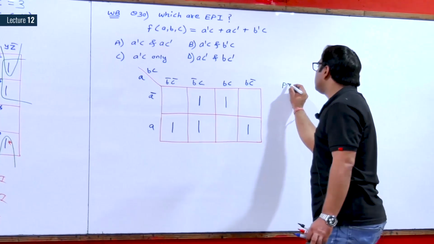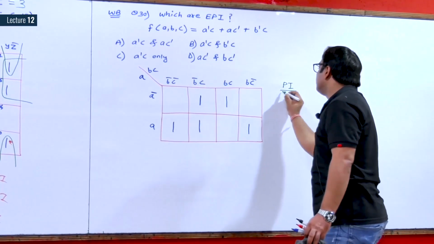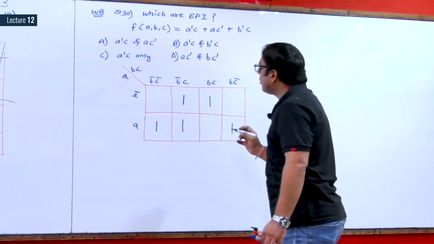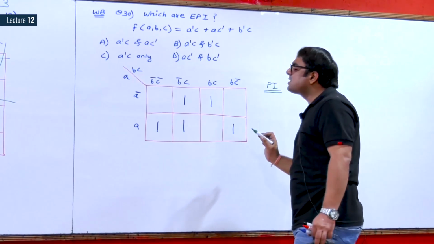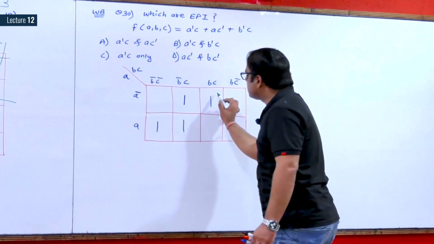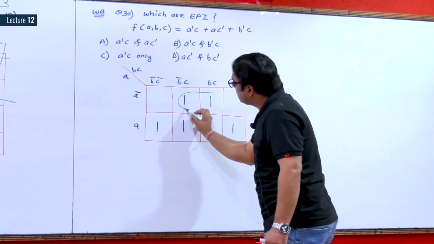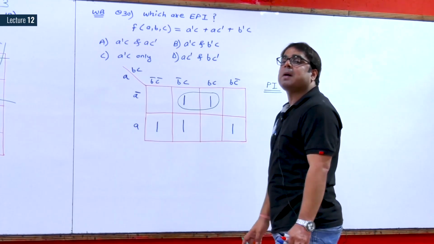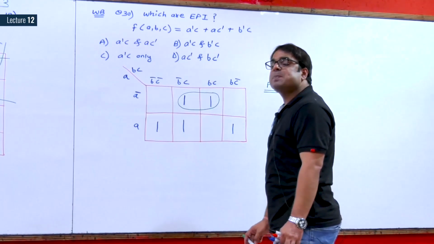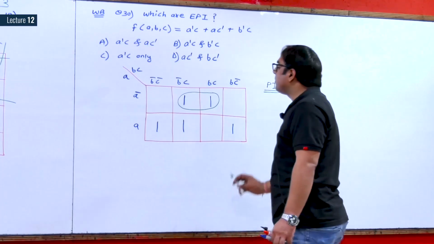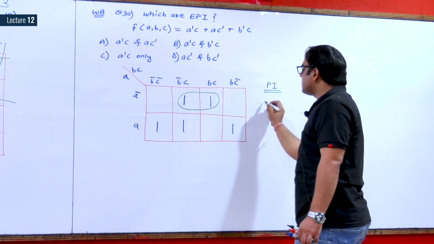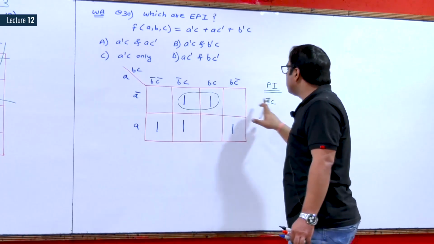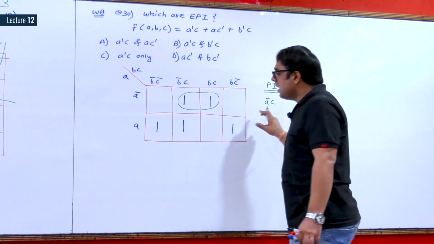We may start from the list of prime implicants. Prime implicant means best possible group. See, this pair is best because this is not part of a quad. This pair is also best because it is not part of a quad. So this is A complement C, and this pair is A complement C.